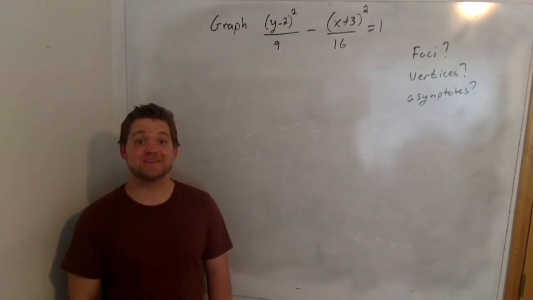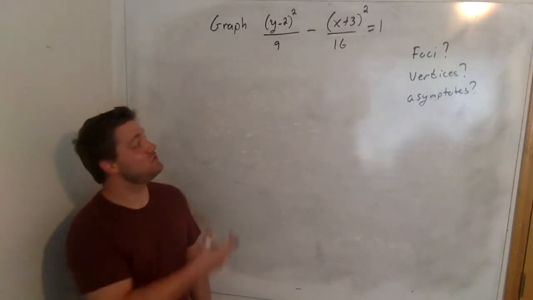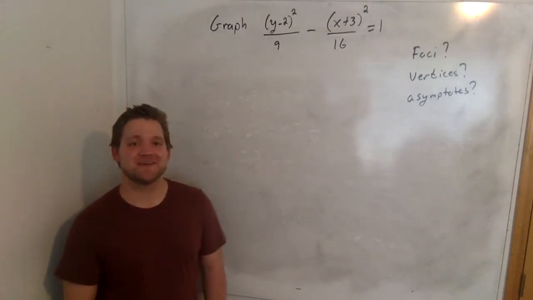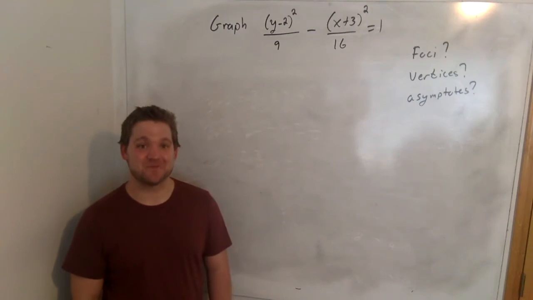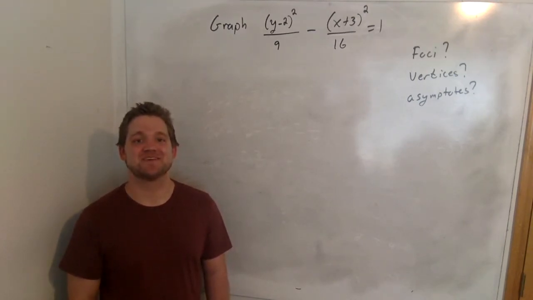Let's now get some practice with shifted hyperbolas. I want you to pause the video. I want you to sketch a graph of this hyperbola. I want you to find the coordinates of the foci, the coordinates of the vertices, and the equation of the asymptotes. Give it a shot.